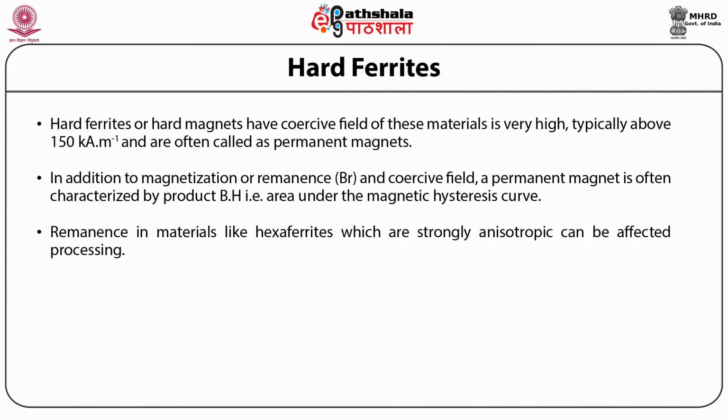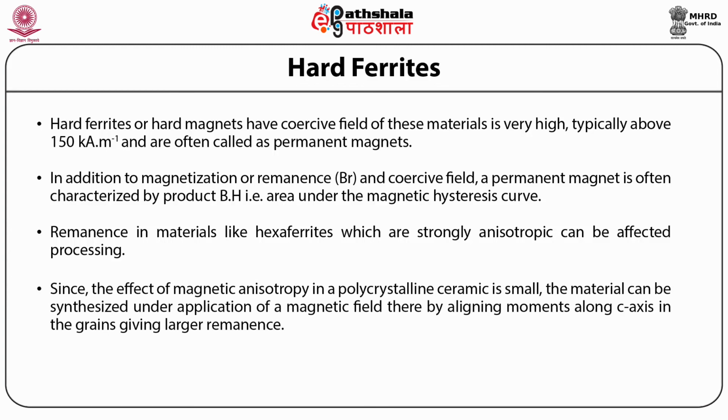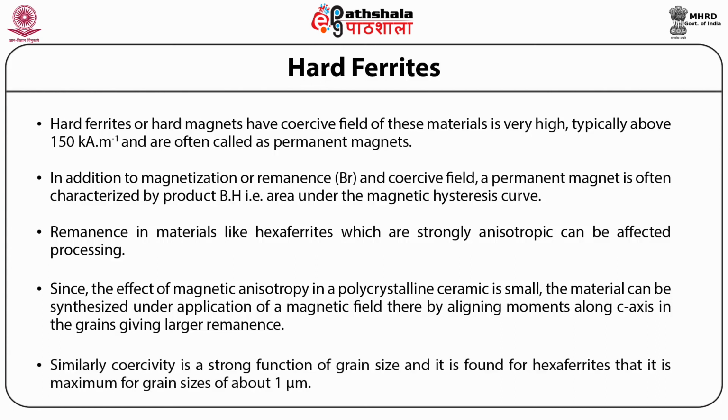Remanence in materials like hexaferrites, which are strongly anisotropic, can be affected by processing. Since the effect of magnetic anisotropy in a polycrystalline ceramic is small, the material can be synthesized under the application of a magnetic field, thereby aligning the moments along the c-axis in the grains, giving larger remanence. Similarly, coercivity is a strong function of grain size, and it is found for hexaferrites that it is maximum for grain sizes of about 1 micron.